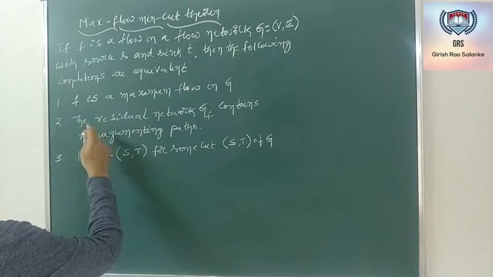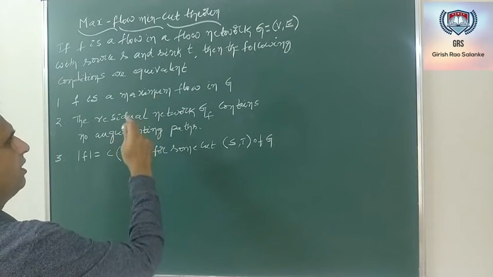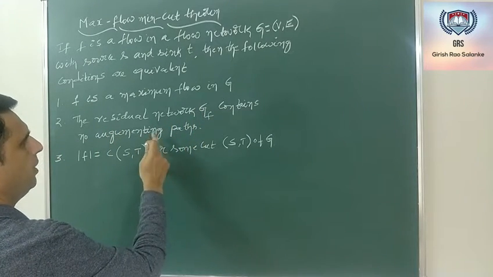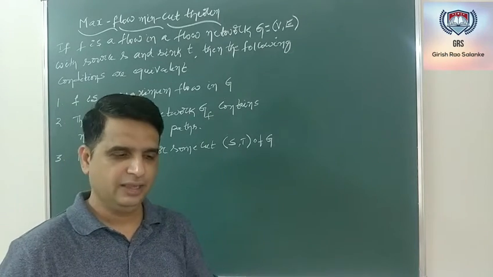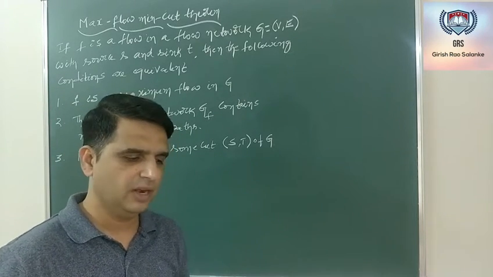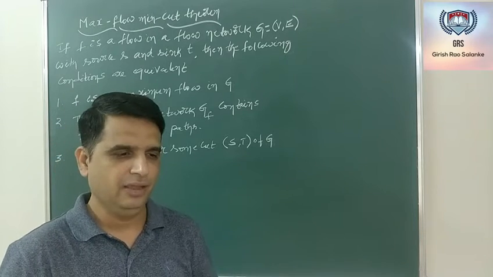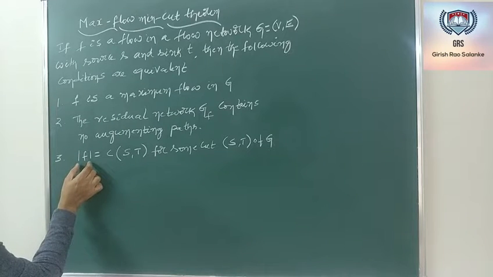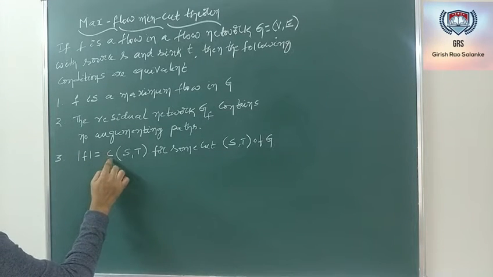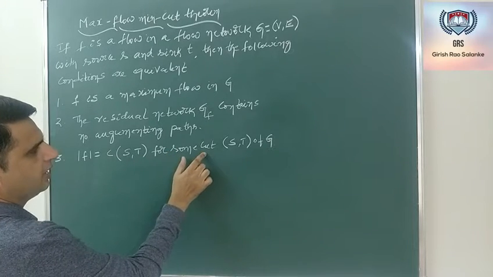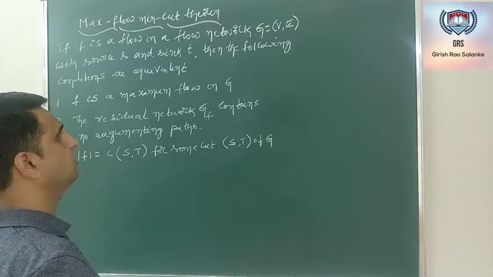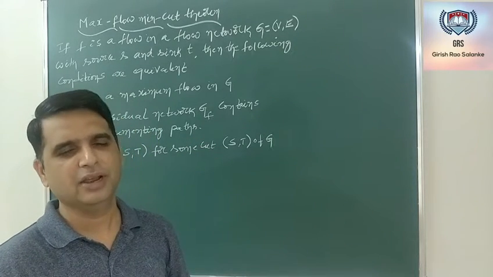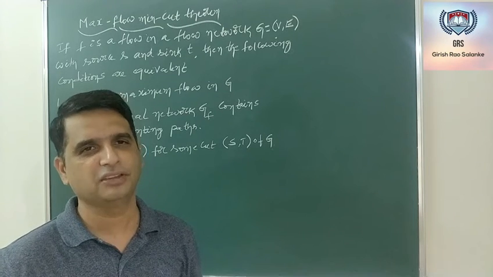The second statement is about the residual graph. After calculating the max flow, the residual graph, denoted with GF, contains no augmenting path. You know very well that in the residual network, if there is an augmenting path, then you can increase the max flow. The third statement is that the flow F is equal to the capacity of an ST cut for some cut ST of G. So this is the statement of the max flow min cut theorem, and note that it is a proof of the Ford-Fulkerson algorithm.